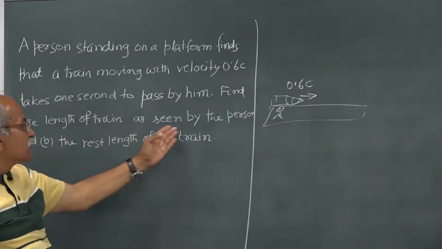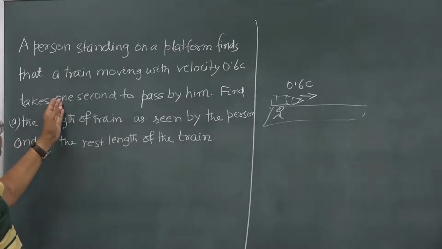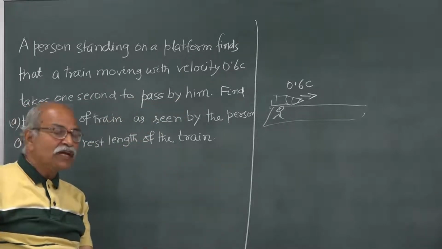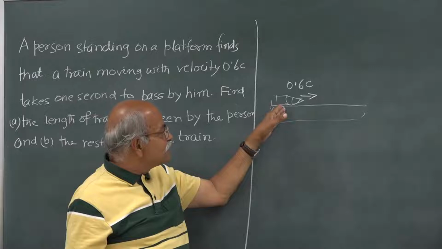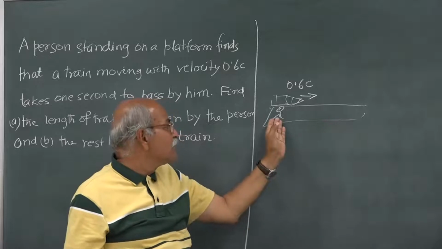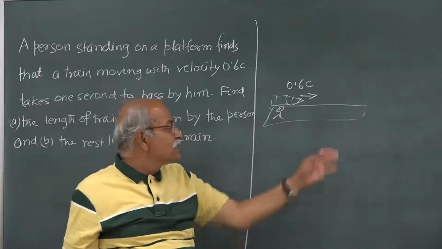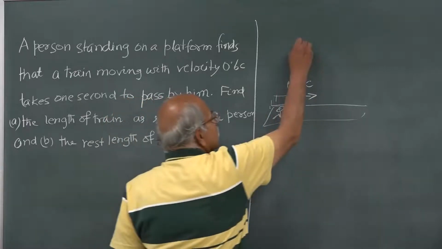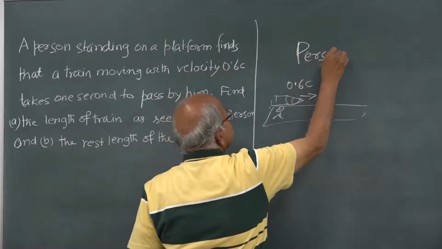So, find the length of the train as seen by the person, and the person finds that it takes 1 second to pass by him. That means the engine is here, and then the last coach, the rear end, is here. So, the train has passed by him and it takes 1 second. You know how much the engine has moved in 1 second? It has moved at this speed. So, this is for that platform, the person's frame.